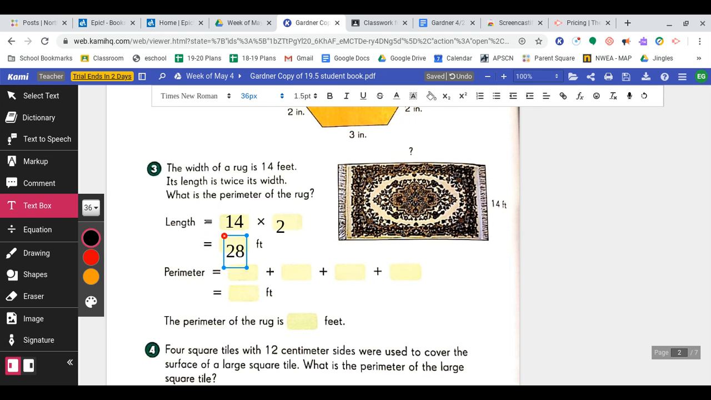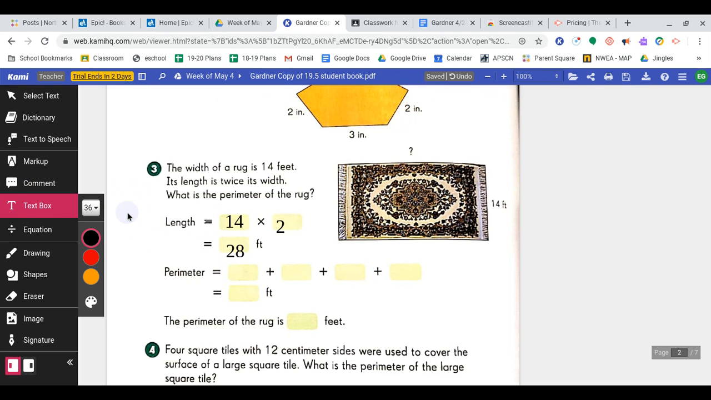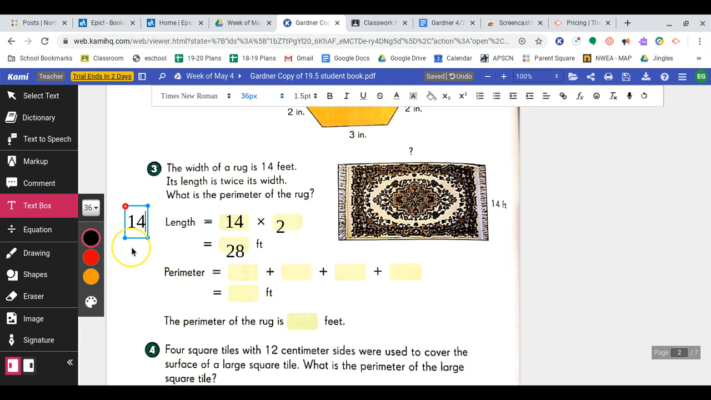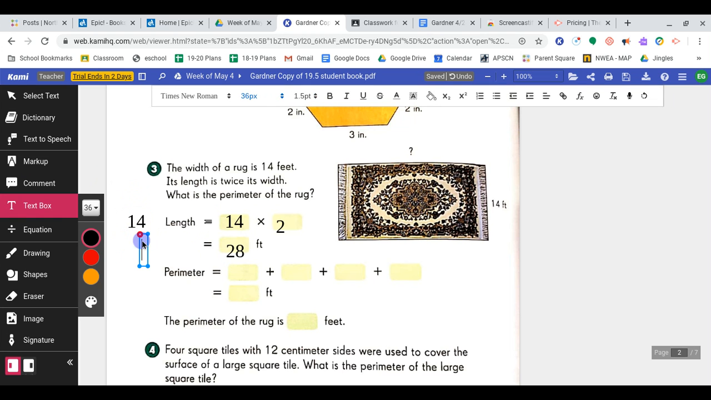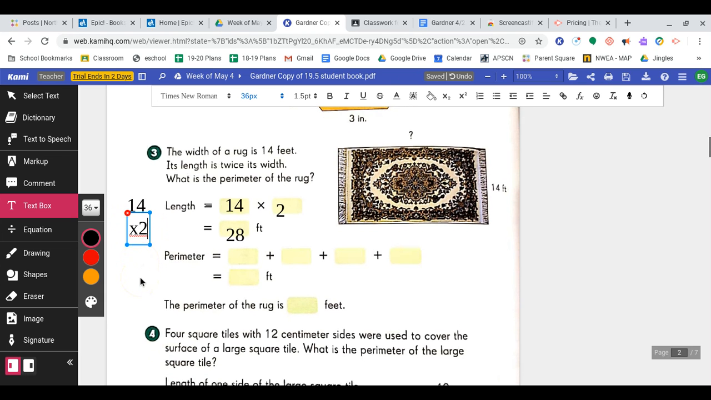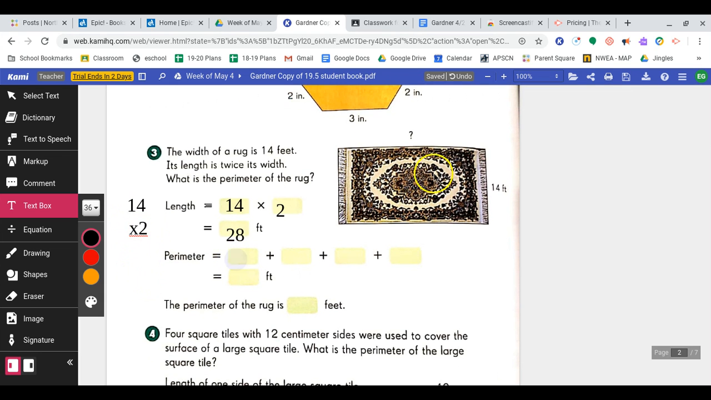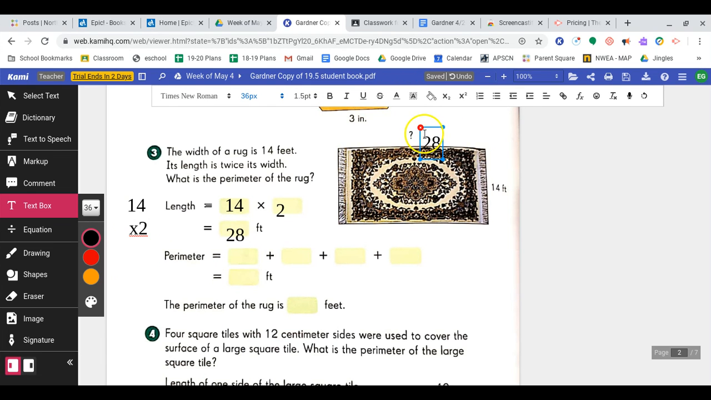if you need to write that out, could be like this, 14. Since this is not one that we have as like a flashcard that we memorize, 14 times 2, you could write it out like this. Okay, and then 4 times 2 is 8. 2 times 1 is 2. So that was just finding the length, and I'm going to write it right here so that you remember 28 feet is the length.